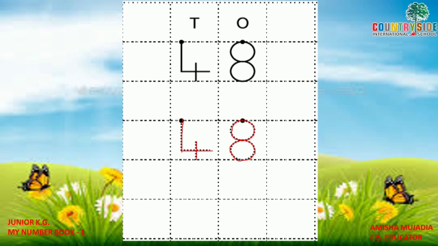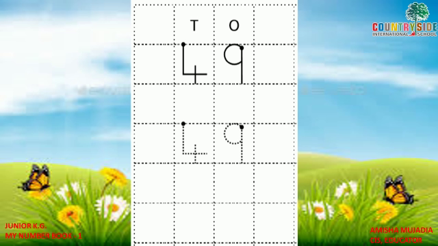8, 4, 8, 48. You need to write 4 in the tens place and 8 in the ones place. Four, eight, 48. The next number after 48 is 49.